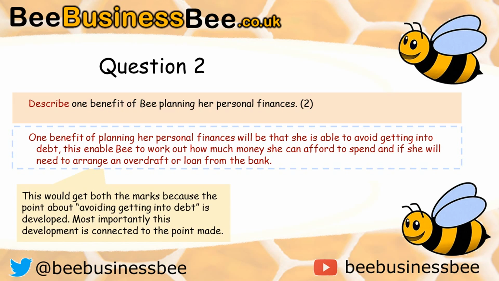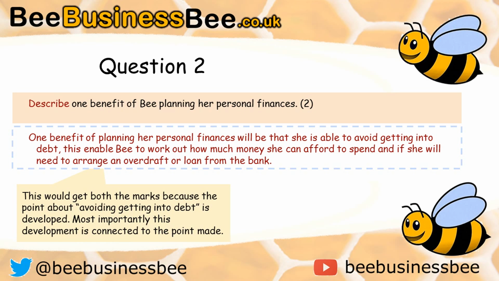Now, it's really important to think about how I answer this question. I get both marks because I actually connect my points. For example, if you look at what I've said, I say about avoiding getting into debt. I then develop that point by saying that if she can afford to spend what she's got, or if she needs to go to the bank to arrange an overdraft or a loan, that's a connected point, and because it's connected, I'll get the 2 marks.